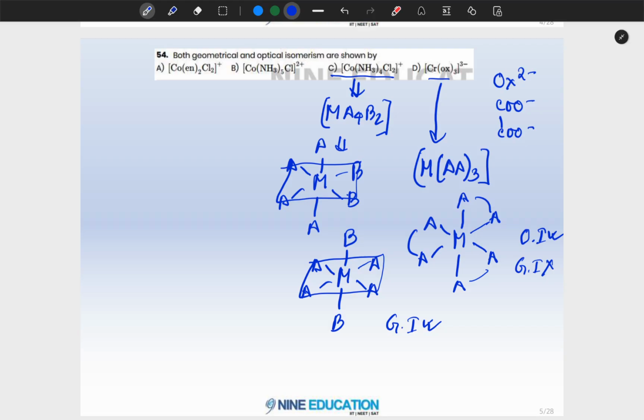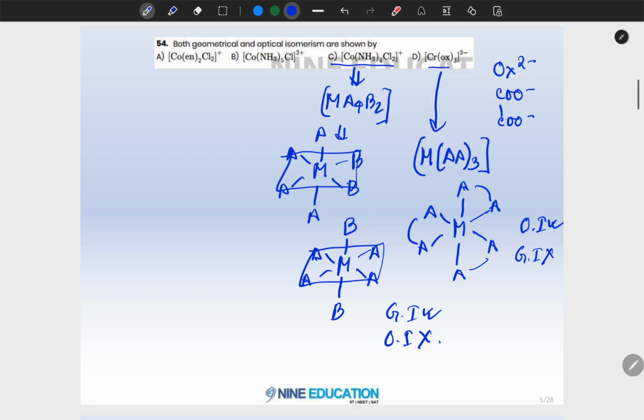Obviously, because of the presence of the horizontal plane of symmetry, the upper end of the molecule is the mirror image of the lower end. So that's why it cannot exhibit geometrical isomerism, right? Sorry, it cannot exhibit optical isomerism. Geometrical isomerism is possible, but optical isomerism is not possible. So this one is trans and this one is cis. Geometrical isomerism is possible, optical isomerism is not possible. Now let's check option B.